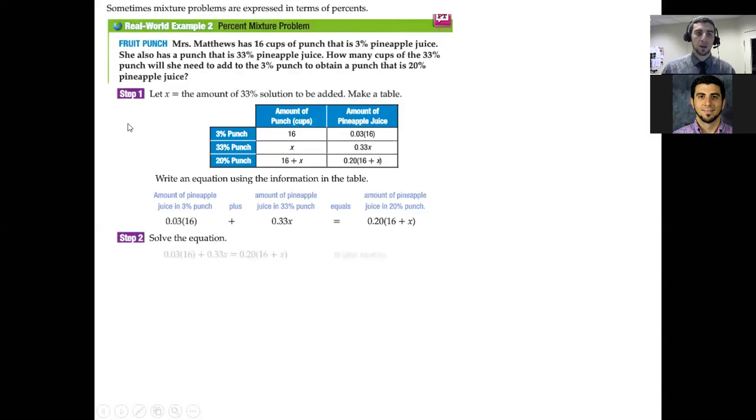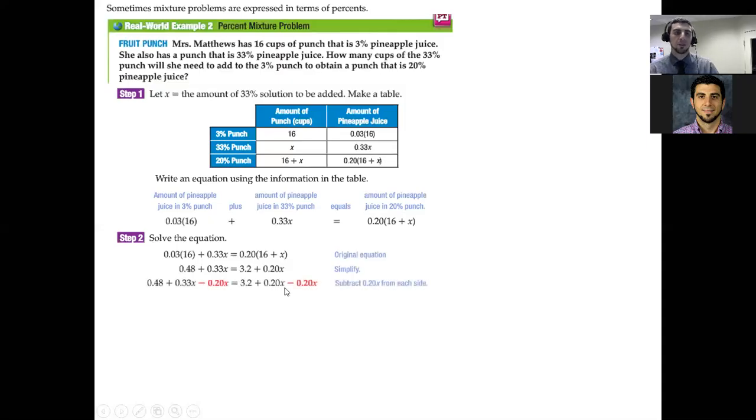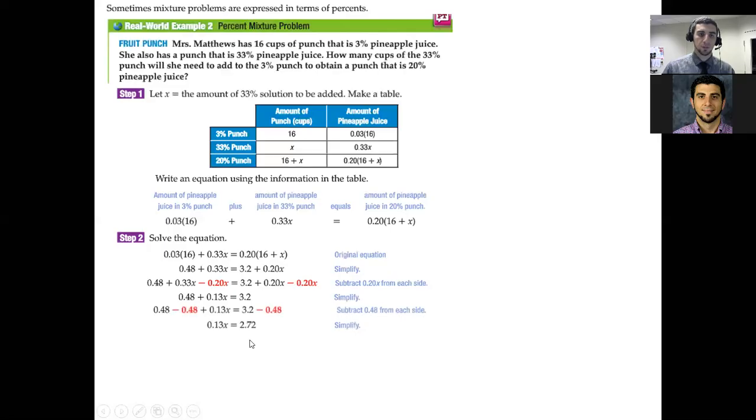Now we want to solve the equation. So same equation here. Distribute and multiply. So this becomes 0.48 and the 0.20 distributed becomes 3.2 plus 0.2X. Combine your variables on the same side by subtracting 0.2x, and then subtract the 0.48. Now be careful, this is 3.2 and this is 0.48, not 4.8. Shouldn't really get a negative here. Okay, now you have 0.13X equals 2.72.